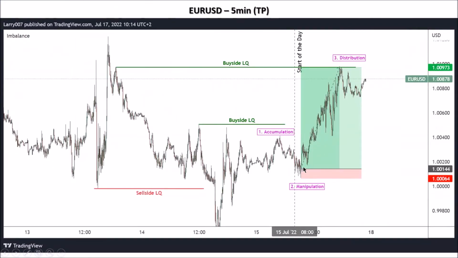After we have taken the trade, of course, we have taken this buy side liquidity, and it even goes until this unmitigated order block, which is liquidity also. So this is it. 1, 2, 3, accumulation, manipulation, distribution. We distribute the orders above this buy side liquidity.